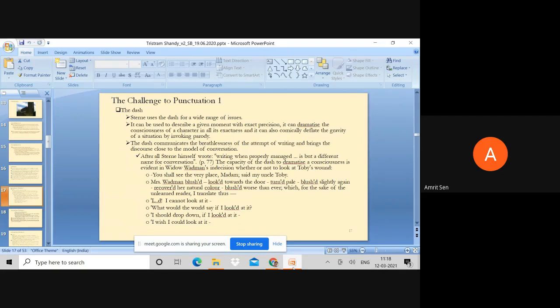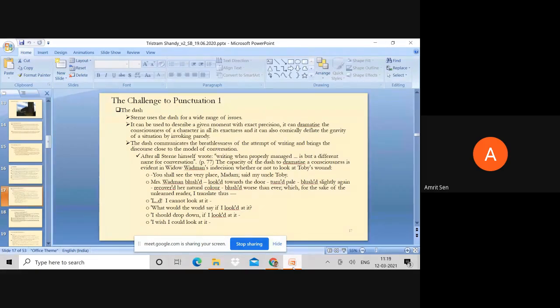So you see, this is where, very importantly, Toby and Wadman's comic play of where Toby is wounded is played out. "You shall see the very place, Madam," said my uncle Toby. And immediately Wadman is blushing, in the sense that her axis of language, as it were, is directed towards sexuality, whereas Toby's is directed towards the battle and the siege of Namur. So Wadman blushed, looked towards the door, turned pale, noticed the dashes, blushed slightly again, dash, recovered her natural color, dash, blushed worse than ever.